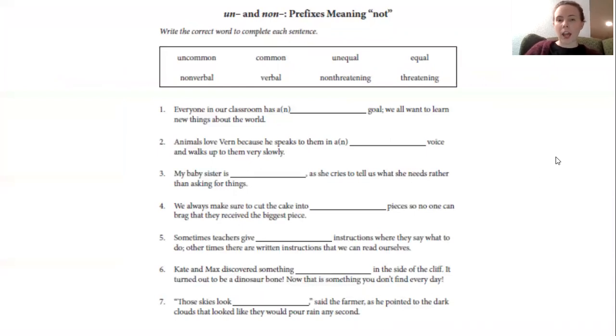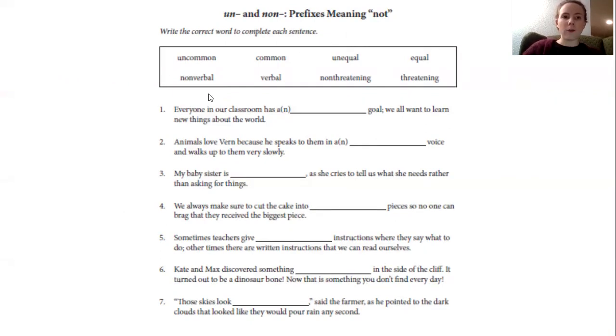This is the practice that you'll have today, just like the last paper. But for this one, instead of having to write out the whole sentence, you can just write the number and then the answer that would belong in that sentence. So it says, write the correct word to complete each sentence. Oh, and the title up here says un and non, prefixes meaning not. So both of those prefixes, un and non, mean not.